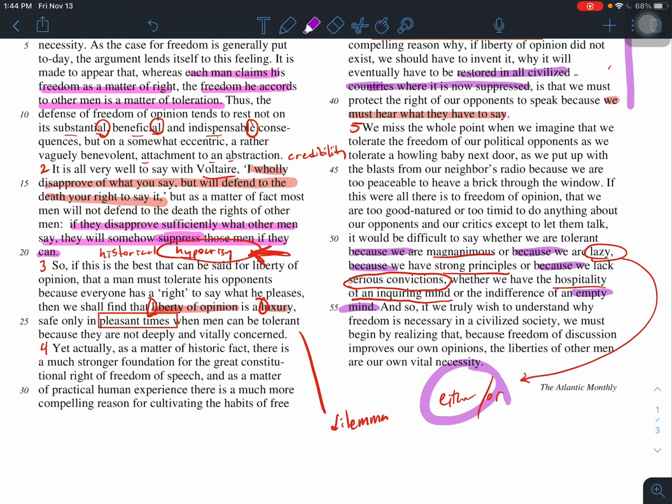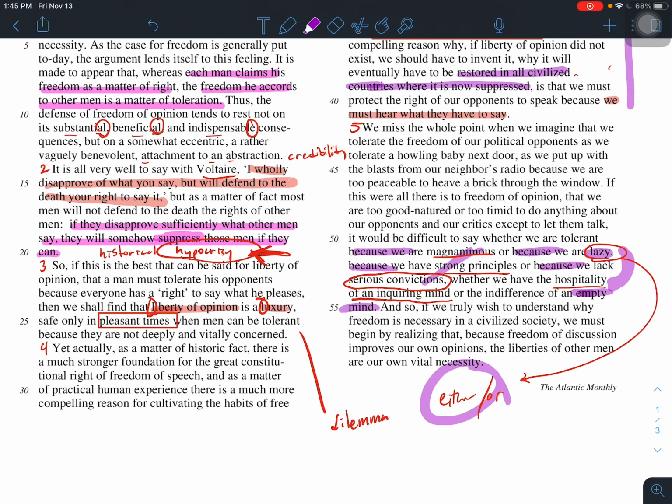Why set it up this way? Why use an either-or? Well, it's because we definitely do not want to associate ourselves with laziness or empty-mindedness. We want to associate ourselves with the other things. And it's also a way to say that people who would behave this way are, in fact, these things.